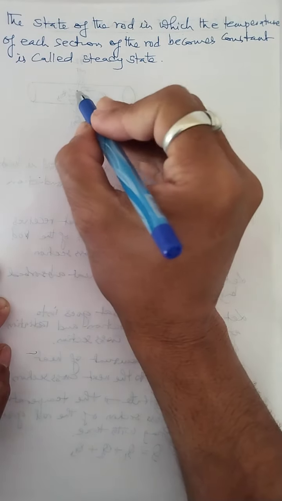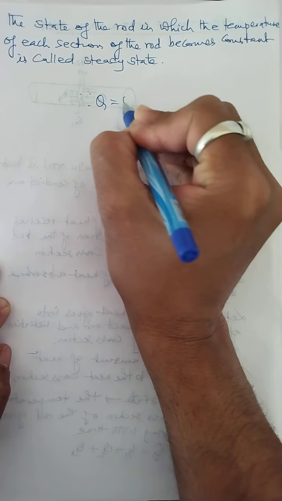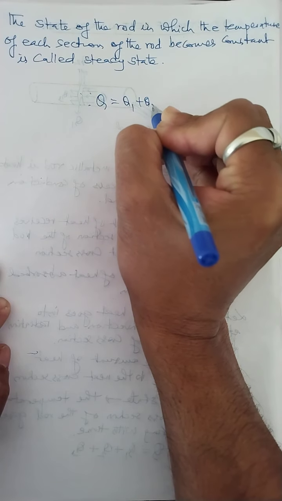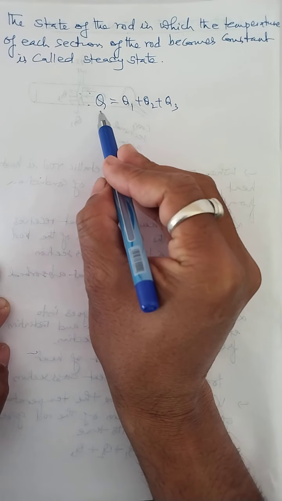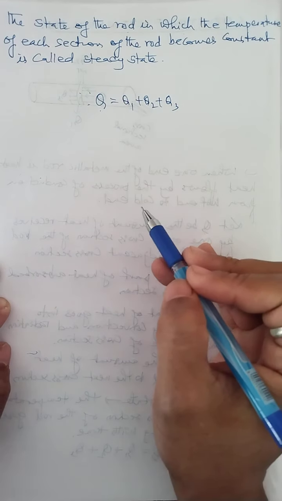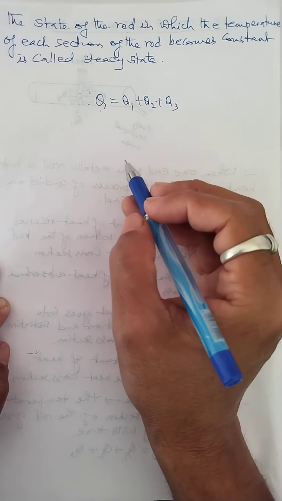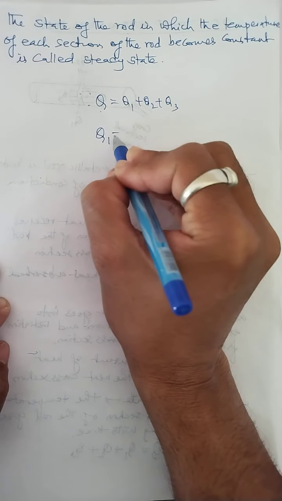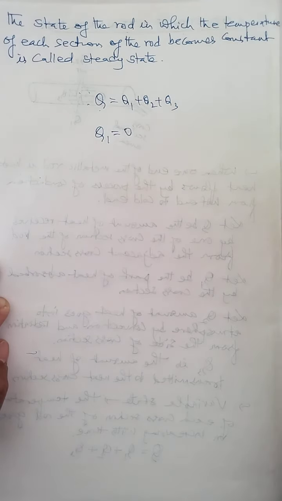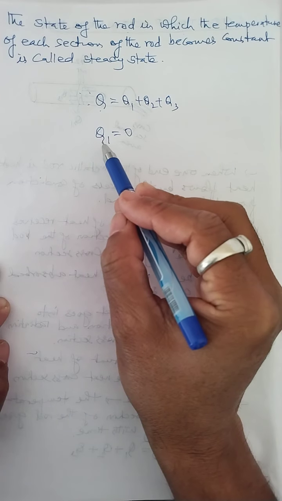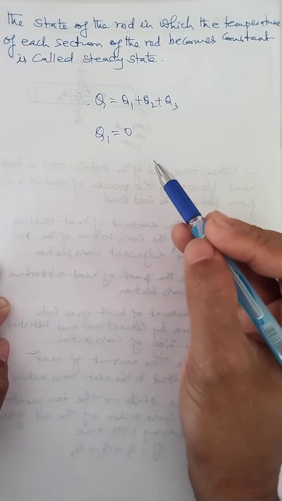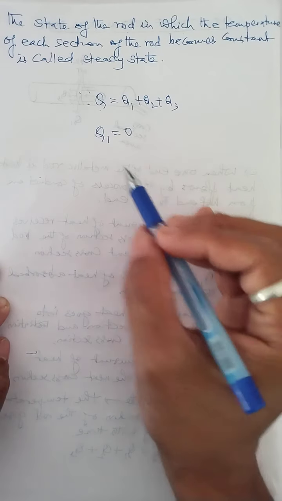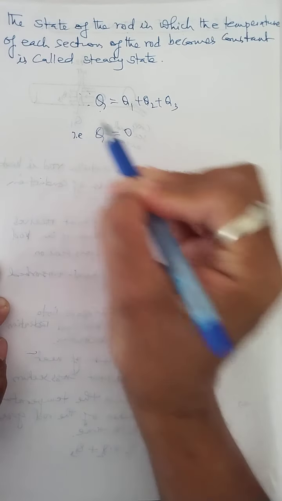Okay, I mean to say, Q equals Q1 plus Q2 plus Q3. Now this is the heat that is received by any cross-section of the rod. So in this particular state, Q1 is simply equal to 0. I have taken one of the cross-sections of the rod. So this is the amount of heat absorbed by the rod. Under this state, no heat is absorbed by the rod, that is, Q1 is equal to 0.